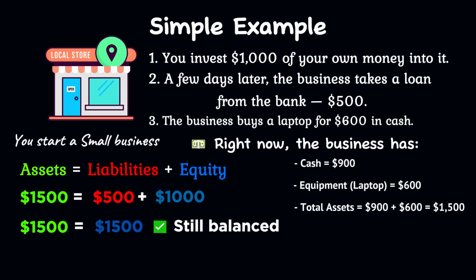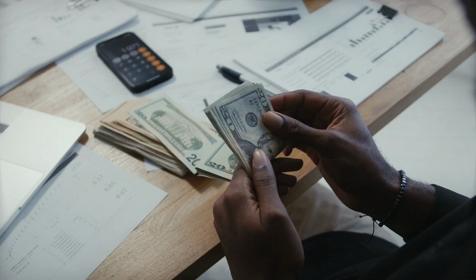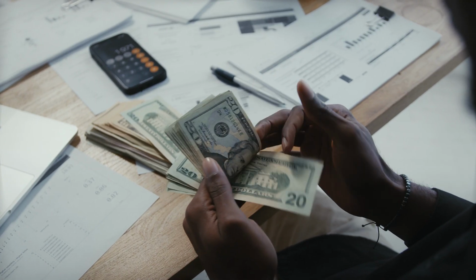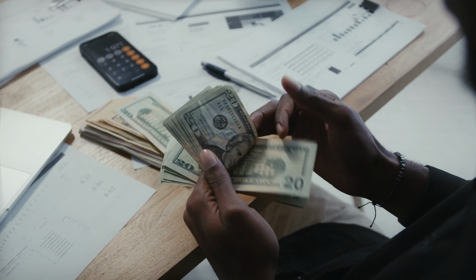So all these examples show that every time the business earns, spends, borrows, or even invests, the accounting equation stays in balance. That's the power of accounting. It always shows where the money comes from and where it goes.